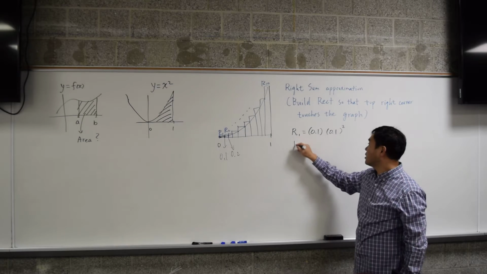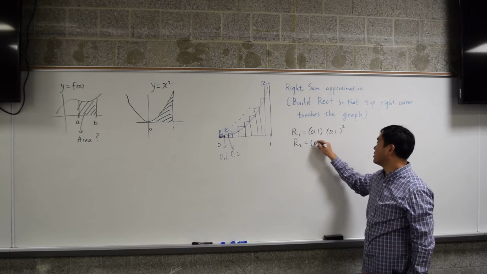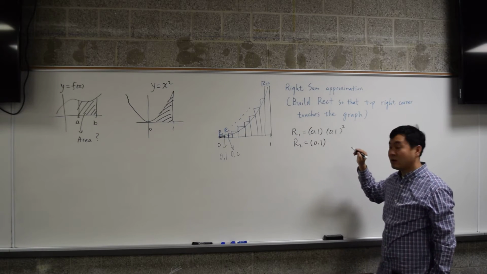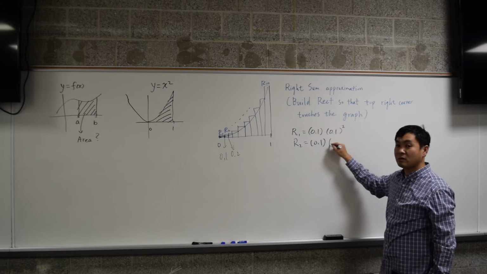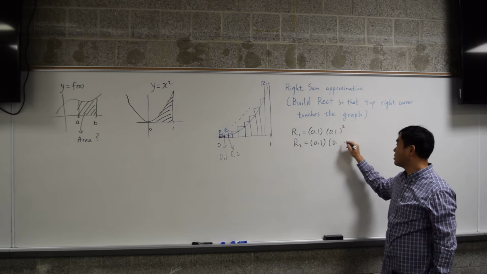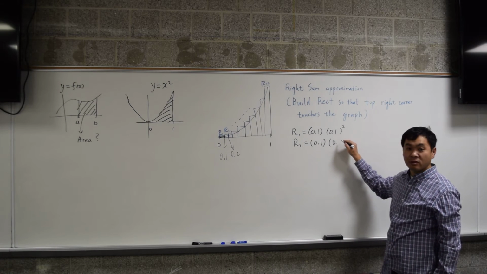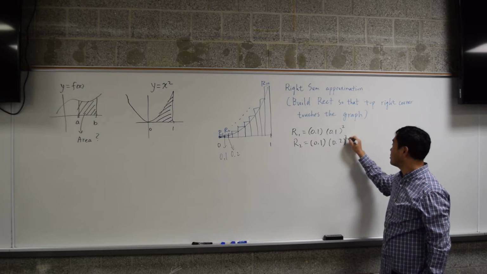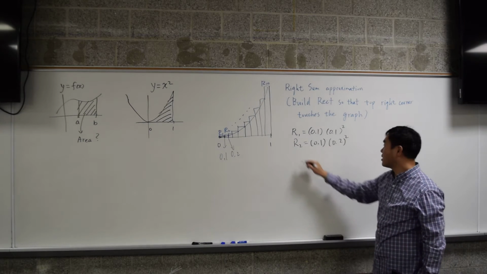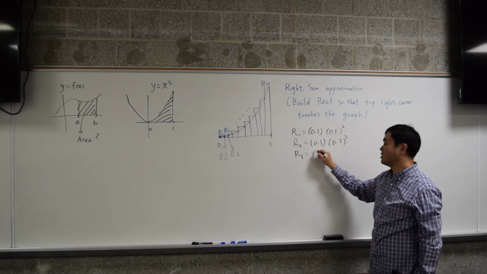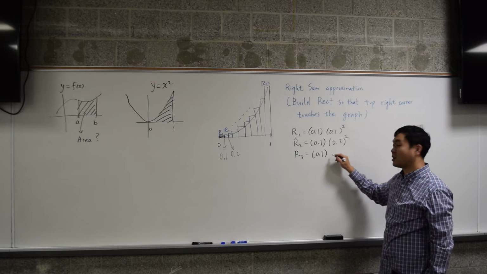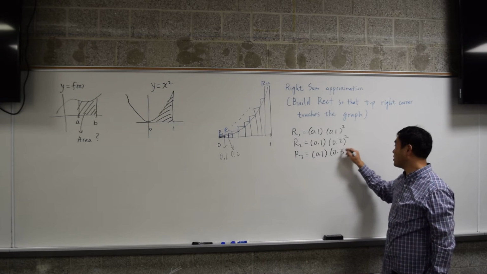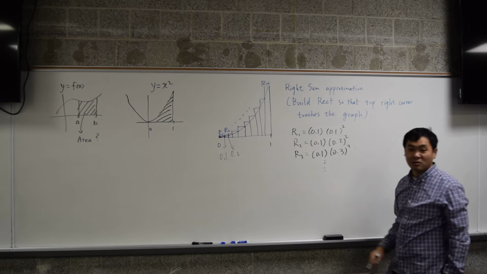Okay. R2 would be 0.1 times 0.2 squared. R3 would be 0.1 times 0.3 squared, and so on and so on.